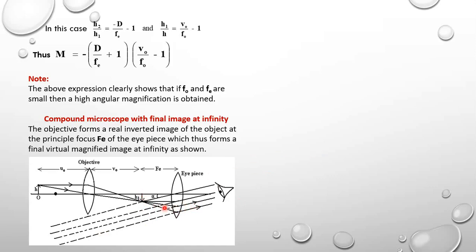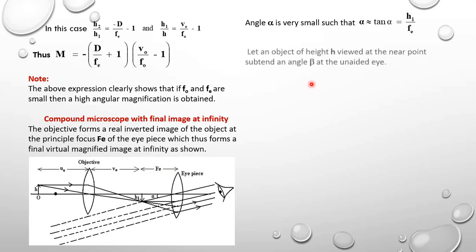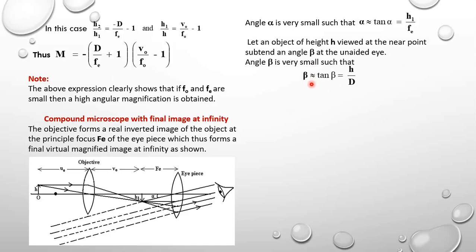And we can still get the alpha. Since alpha is a small angle in radians, alpha is approximately tan alpha, which is opposite, h1, divided by adjacent, which is fe, and that will give us h1 over fe as the alpha. But remember, our beta is h over d, so it implies that the angular magnification or the magnifying power is alpha divided by beta, and if we substitute, we shall have h1 over h times d over fe.